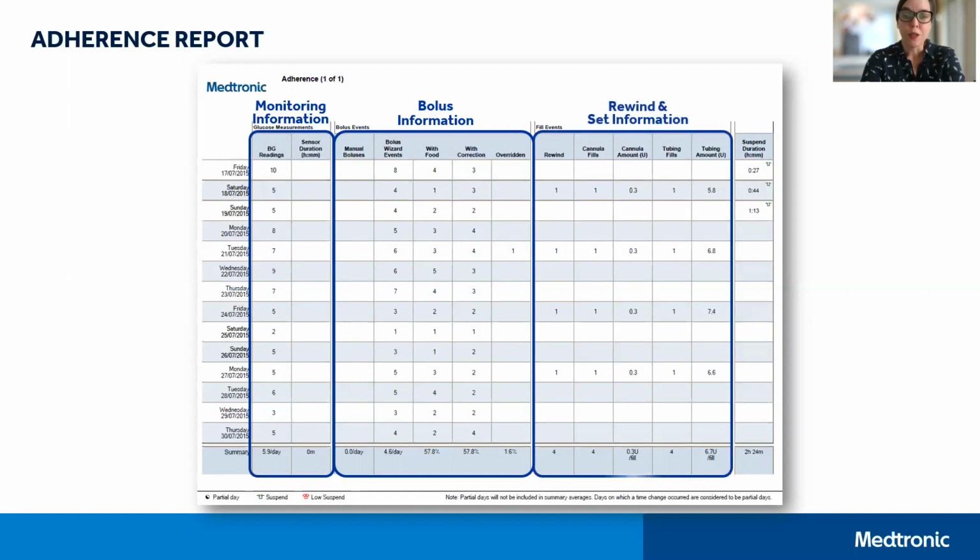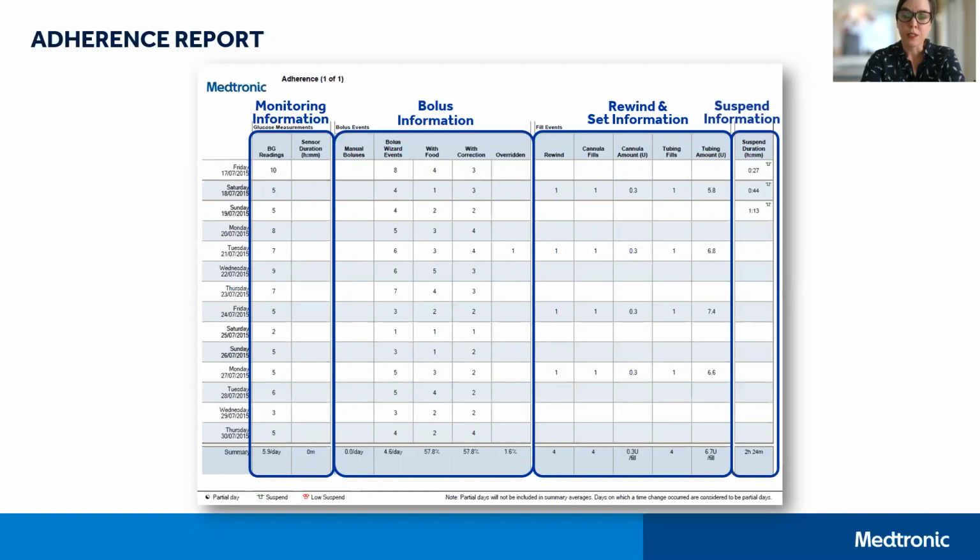Next, we are offered rewind and set information. So you can see here on which days the pump has been rewound and how many times. We are offered the cannula fill information, including the amount that each cannula fill has involved. So in this case, 0.3. We are offered how many times the tubing fills occur and the amount of insulin used to fill the tubing.